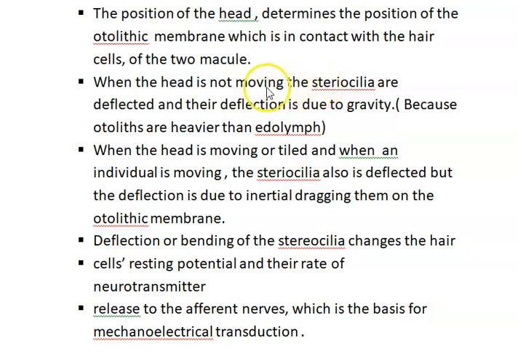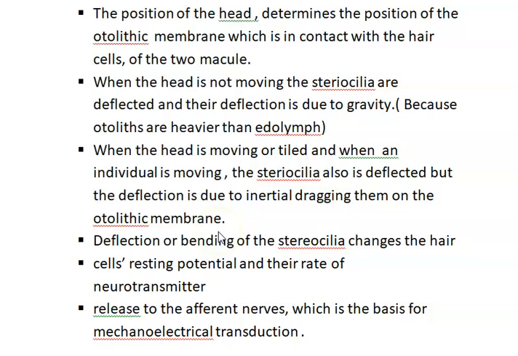When the head is not moving, the stereocilia are deflected, and their deflection is due to gravity. Why? Because the otoliths are heavier than the endolymph. When the head is moving, or when the head is tilted, or when an individual is moving, the stereocilia are also deflected, but the deflection is due to inertia dragging them on the otolithic membrane.